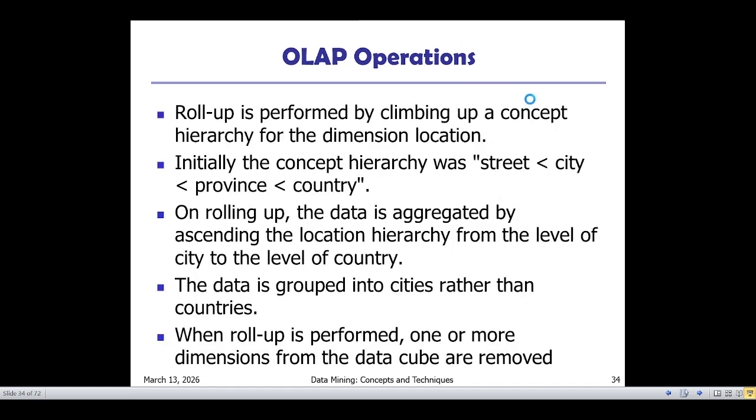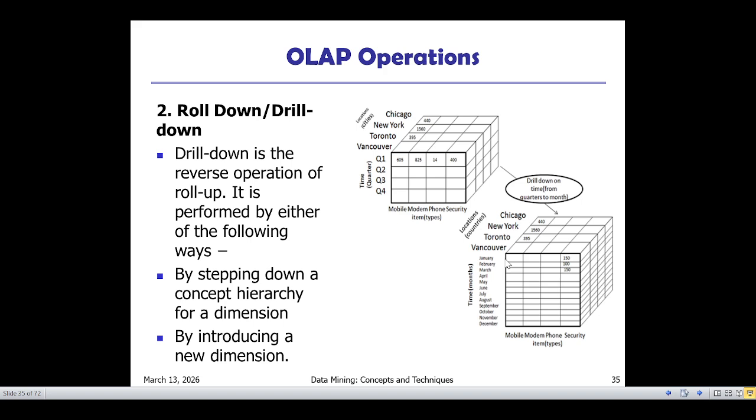Second operation is drill down. Here I'm actually increasing the dimensions. It is the reverse of roll up. So drill down is the reverse operation of roll up. It is performed in either of the following ways. Step number one, by stepping down a concept hierarchy for a dimension, or by introducing a new dimension. So when I'm applying this operation on an original cube, my new cube looks like this. As you can see here, I'm applying drill down on time, so now the values change from quarters to months. Initially I had quarter 1, quarter 2, quarter 3, quarter 4. Now I'm getting a cube with new values which range over months.